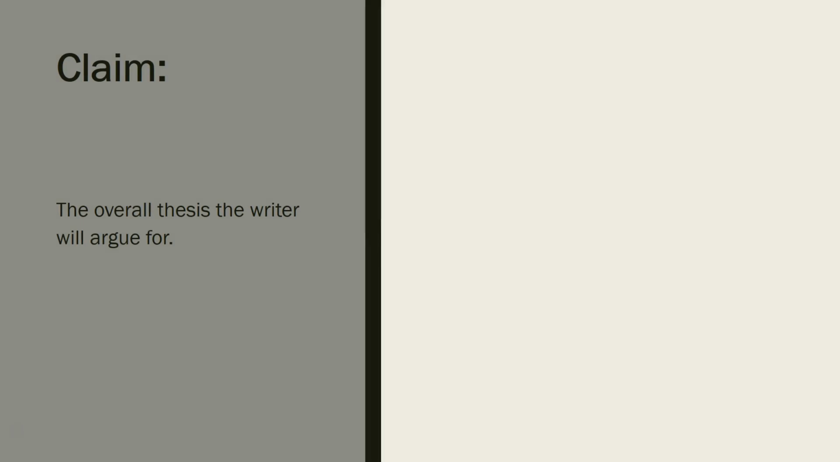The first one is claim. Claim is the actual overall thesis the writer will argue for. This is that statement that you are going to make that says, this is what we're talking about. Drugs should be legalized. That is a claim.